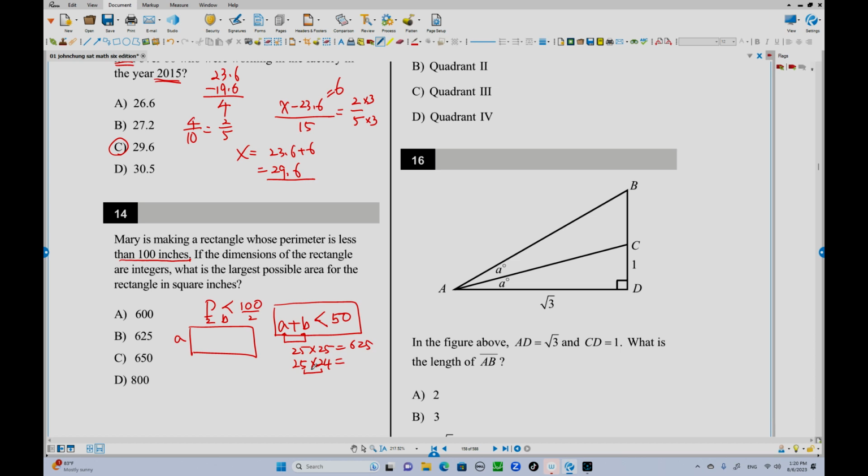How much is it? 25 times 24. That is 600, right? That's the maximum possible area.